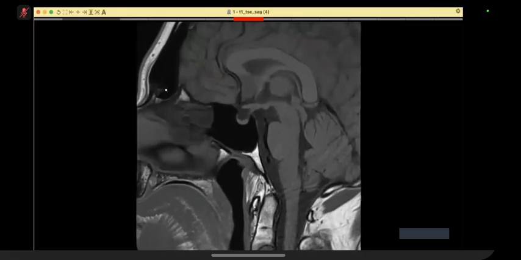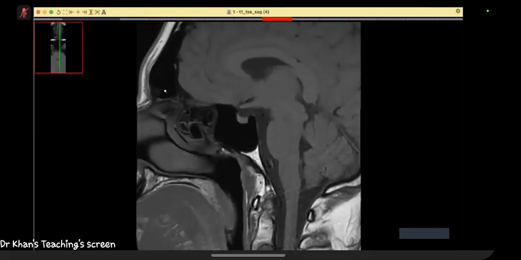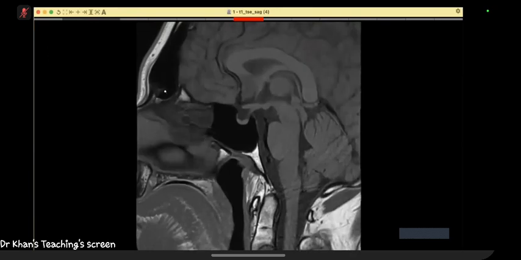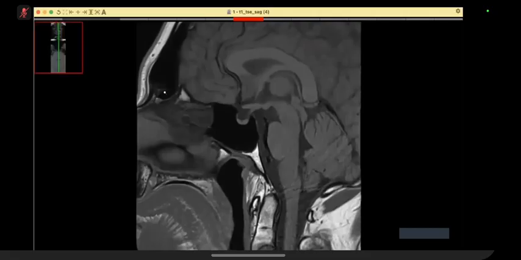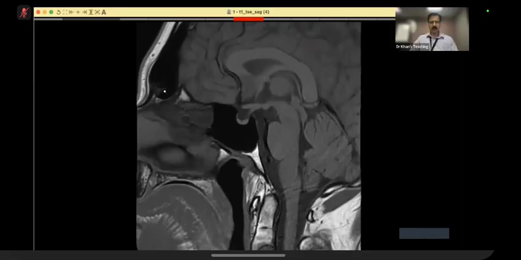So I'm not able to appreciate the posterior pituitary bright spot in this set of images. I'm also looking at the axial images for any ectopic position of the posterior pituitary bright spot, which I'm not able to appreciate. So this could be absence of the posterior pituitary causing these polyuria-like symptoms. I would convey these findings to the referring team and request a neurological evaluation for this patient. Thank you. So the posterior pituitary is absent.